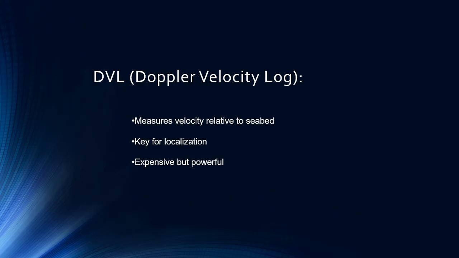A DVL uses Doppler shift to measure velocity relative to the seafloor. This allows the AUV to track its motion even when no external positioning system is available.